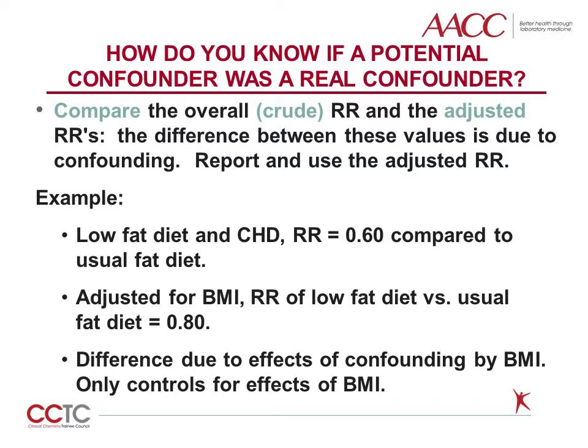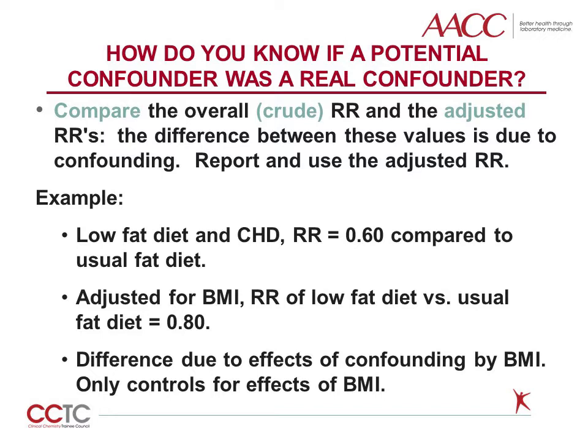So as an example, in a study of low-fat diet and coronary heart disease, if the overall crude association is 0.6, meaning that those who have a low-fat diet have 0.6 of the risk of coronary heart disease, or 40% less risk of coronary heart disease than those of a usual fat diet. And then you are concerned about body mass index.